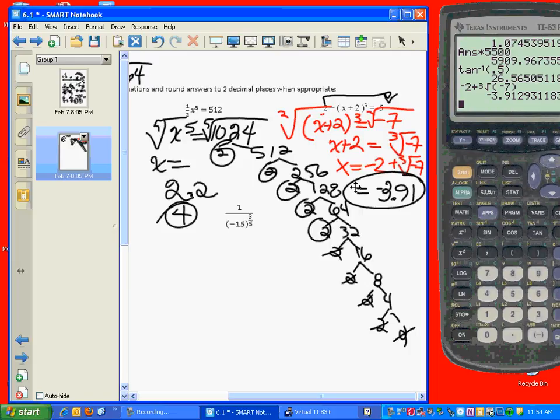So I have 1 over. Do I need to bring this part of my term up to the numerator? Why not? Correct. The exponent is not negative, so who cares? So that's saying 1 over negative 15. What am I going to do with that value? To the 3rd. And it's the, what kind of root? Fifth root.